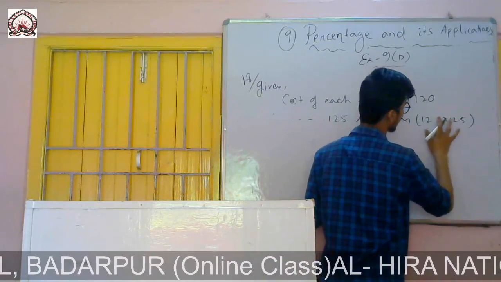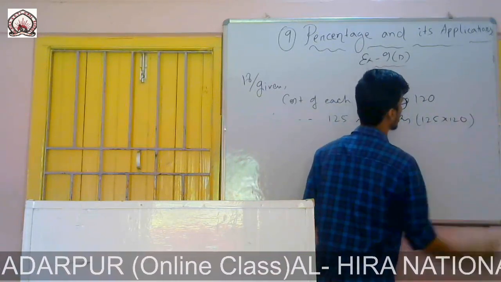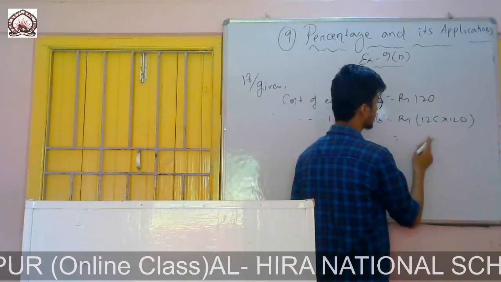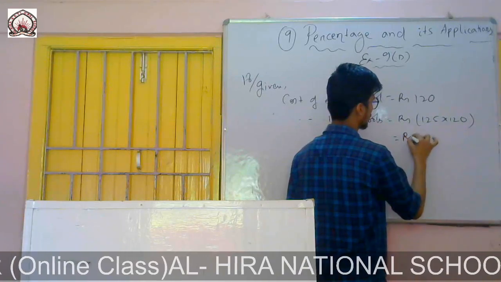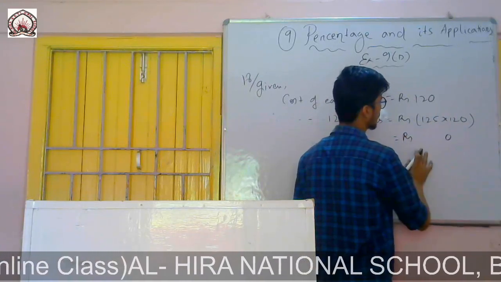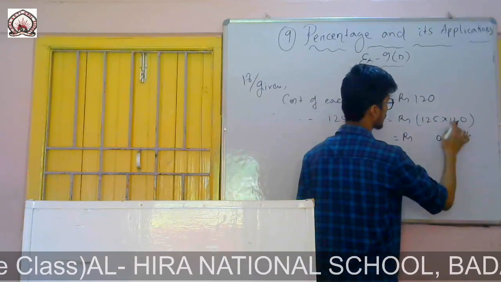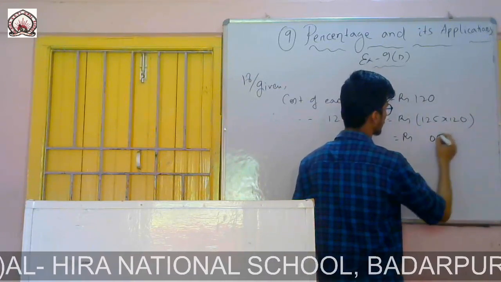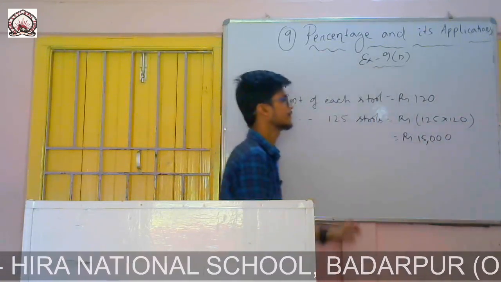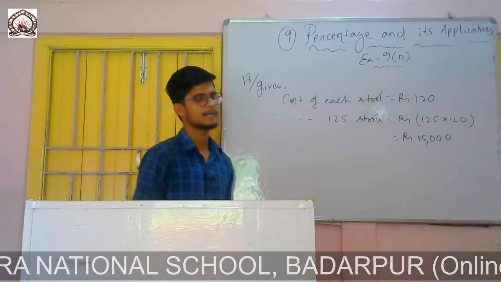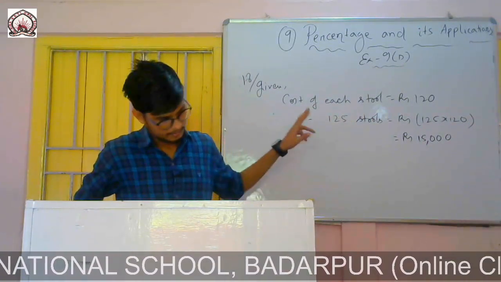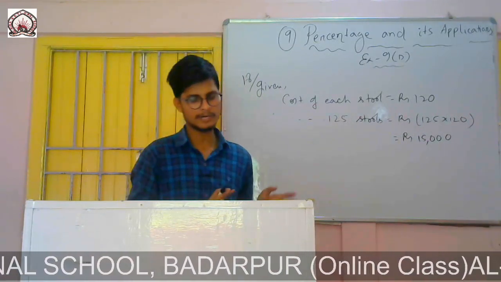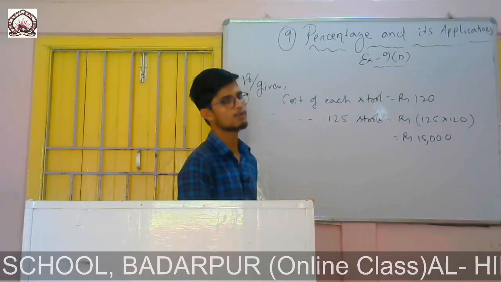125 into 120, same thing. If I simply multiply it: 12 fives are 60, 0, 6 in my hand; 12 twos are 24 plus 6, it is 30, 0, 3 in my hand; 12 ones are 12, 13, 14, 15. That means rupees 15,000. So the cost of 125 stools will be 15,000. Now there are some expenditures given, so we will calculate these expenditures and find the total cost price.